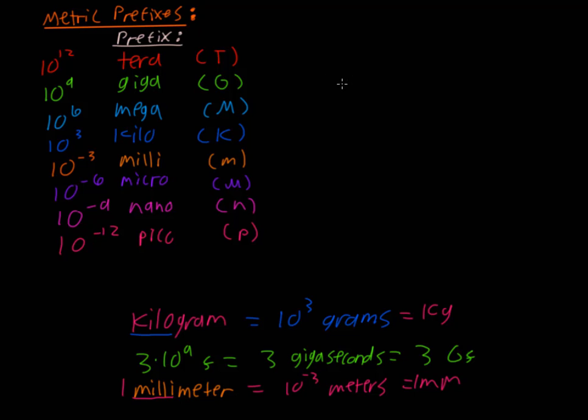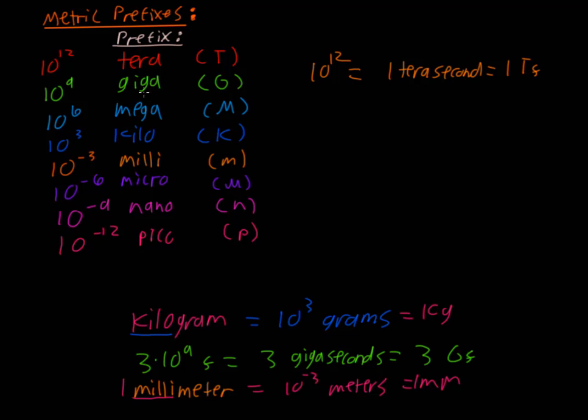Let me briefly go over another example. Let's stick with time, so we could stick with seconds. If you had 10 to the 12 seconds, that's equal to 1 terasecond, as I've done on the bottom here, but just to reiterate it, 1 Ts. So that's just how metric prefixes work.